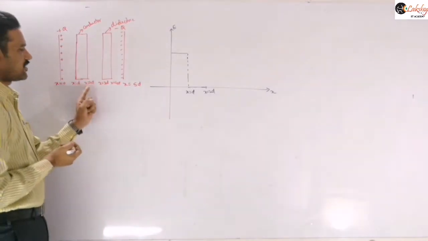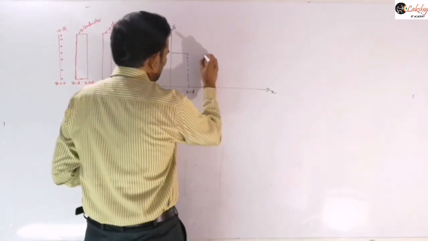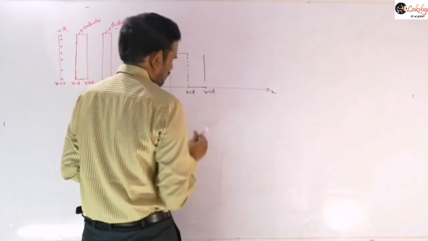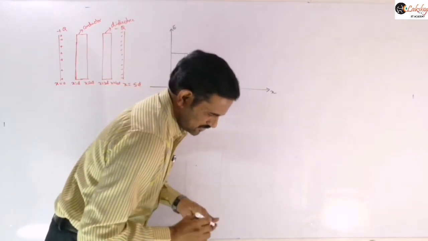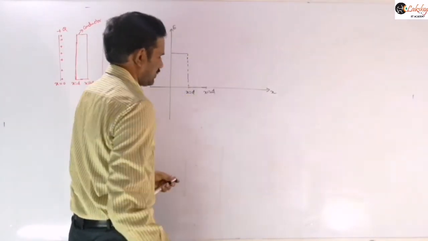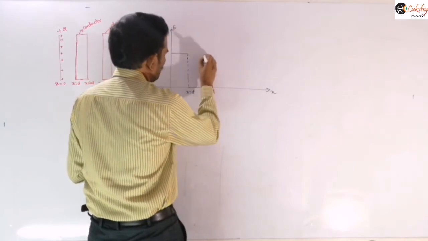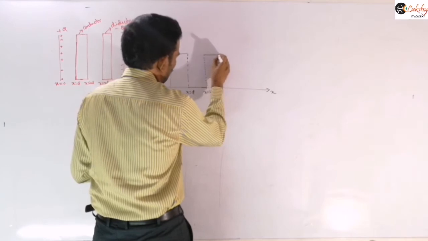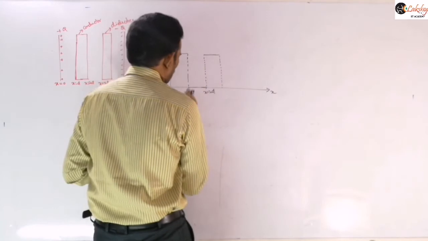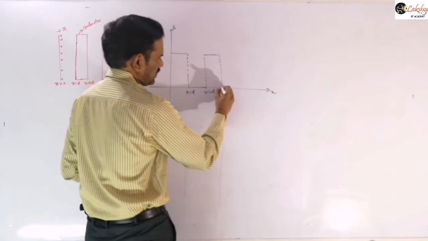And next again from 2d to 3d, we are in air medium only. So the electric field will remain the same as the previous value. So the electric field remains constant here, which is nothing but E naught, the electric field in air medium, from x equals 2d to x equals 3d.